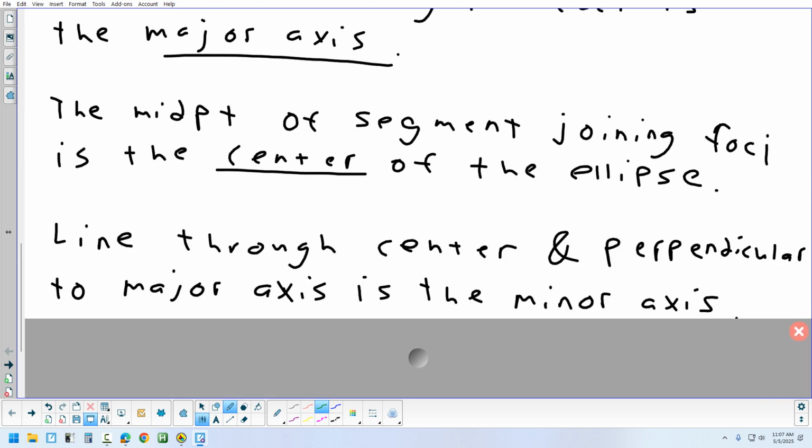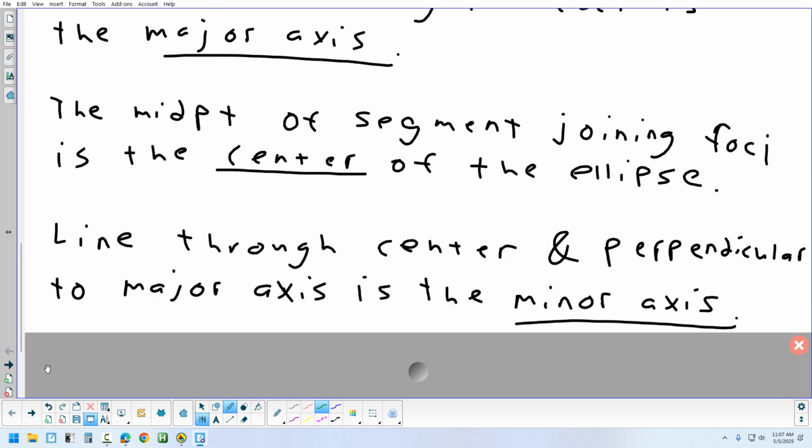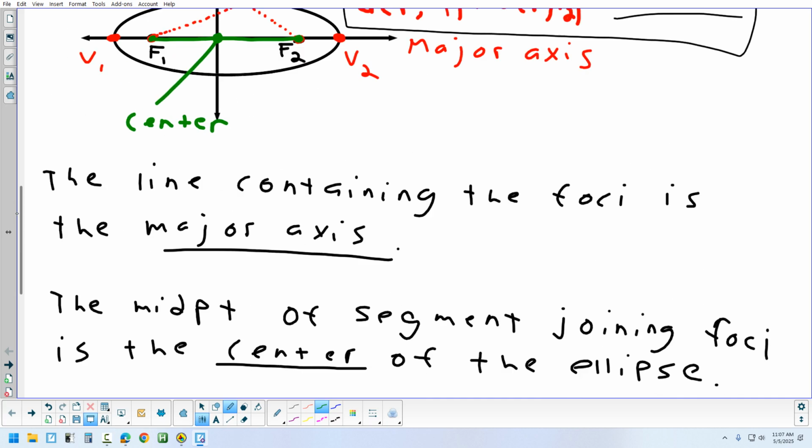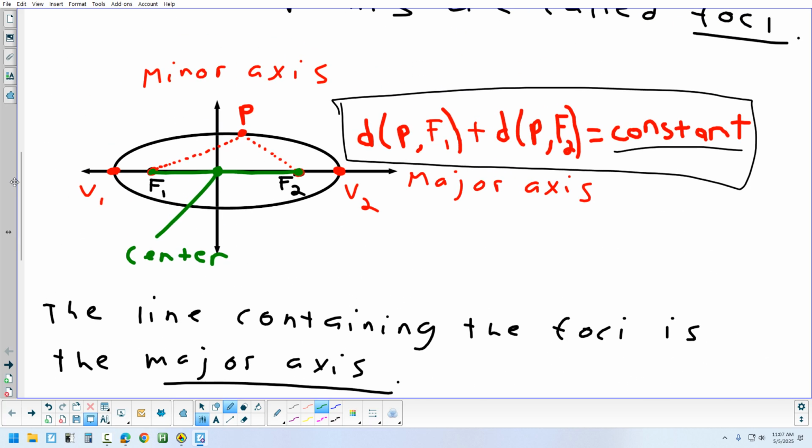All right, what else do we have? Okay, the minor axis. Well, the minor axis is through the center, and it is perpendicular to the major axis. Okay, so minor axis in this case goes up and down.